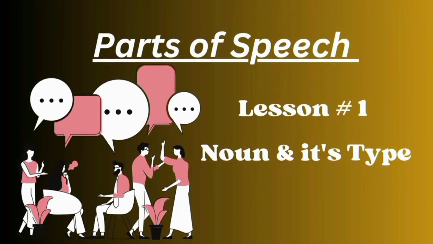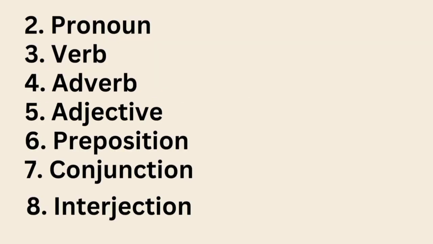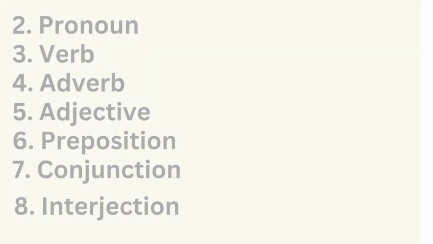Parts of a speech, lesson number 1, noun and its type. Parts of a speech. A part of a speech describes the function of a word in a sentence. There are 8 basic parts of a speech: noun, pronoun, verb, adverb, adjective, preposition, conjunction, interjection.